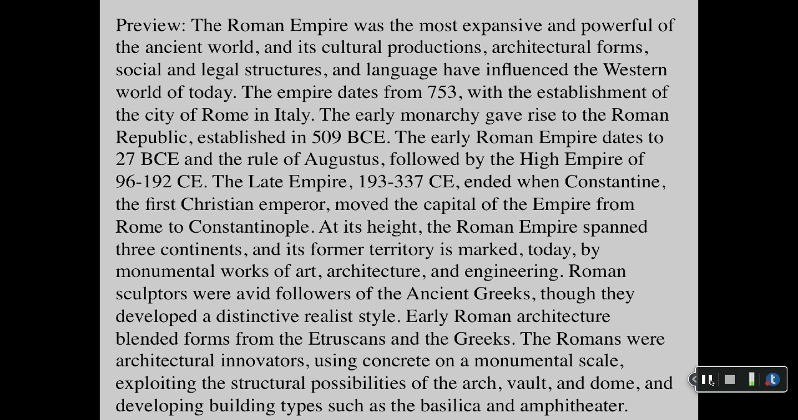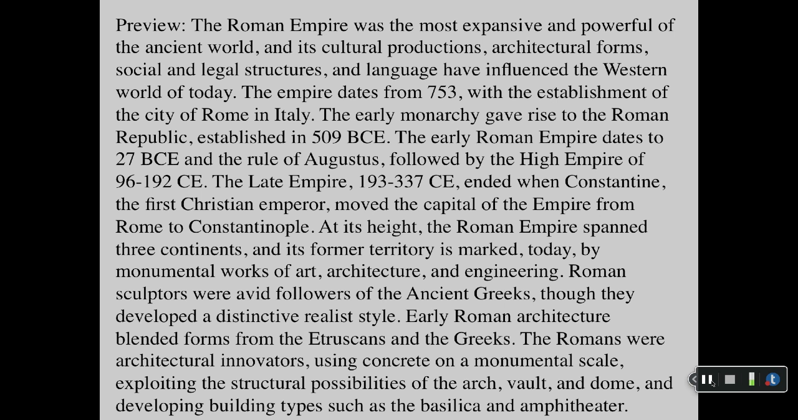The Roman Empire was the most expansive and powerful of the ancient world, and its cultural productions, architectural forms, social and legal structures, and language have influenced the Western world of today. The empire dates from 753 BCE with the establishment of the city of Rome in Italy. The early monarchy gave rise to the Roman Republic, established in 509 BCE.